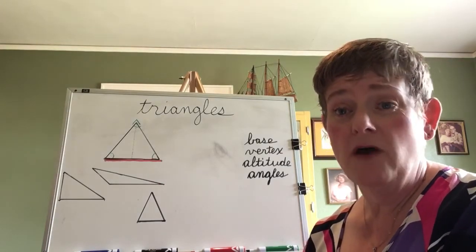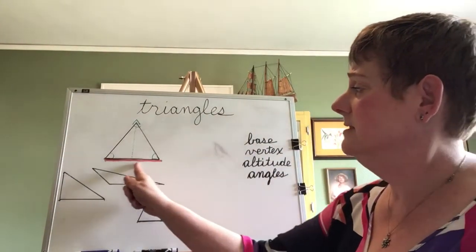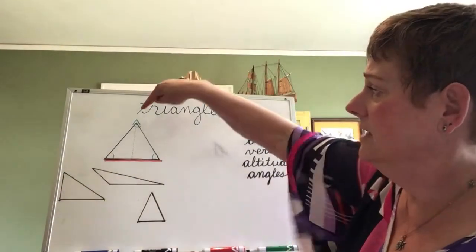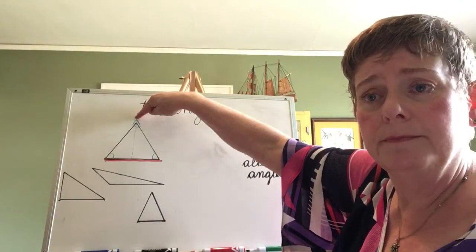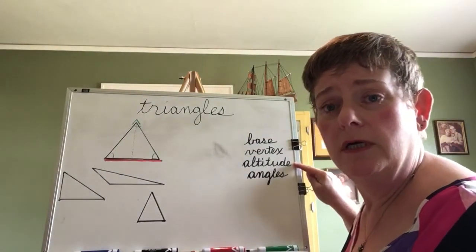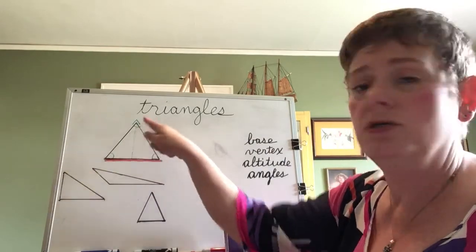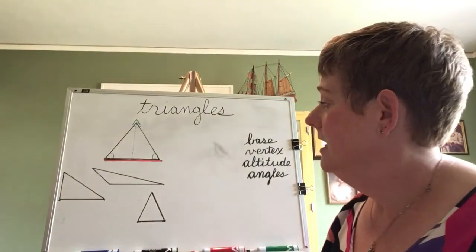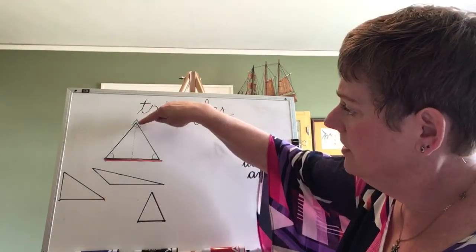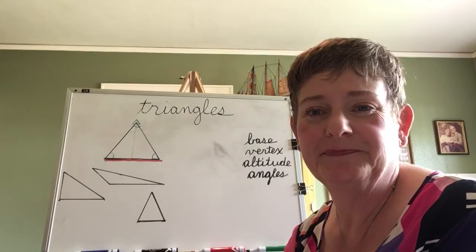Did you write them all down? Did you write base? Remember the base is the bottom line. Did you write vertex? That's the highest part of your triangle. Did you write altitude? Altitude is the imaginary line from the base to the vertex. Did you write angles? Those are the areas where the intersecting lines come together.